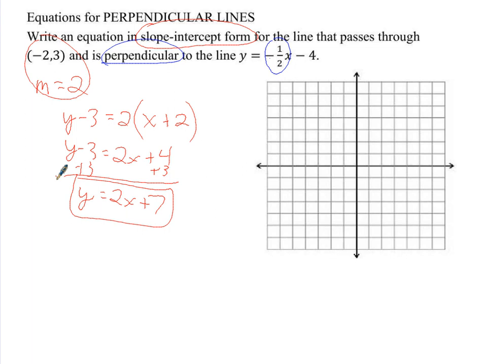So we'll go ahead and graph it just to check. I'll graph the first equation that we were given in blue. We have a y-intercept of negative 4 and then a slope of negative 1/2. So I'm going to go down 1 and then right 2. And reverse it, up 1, left 2. And draw on that line.